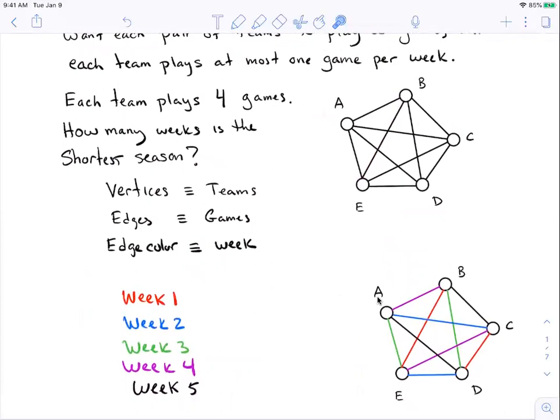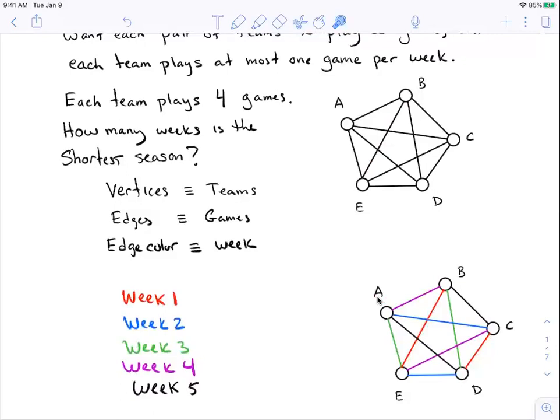But here's my scheme. Well, I have 5 teams. So every week, one of the teams has to sit out, right? You can't pair up 5 things, but you can pair up 4 of them. So say in week 1, where I've colored those edges red, team A is sitting out. It has a bye week. And in week 1, team B is going to play E, and C is going to play D. All right. And then I have a second week, blue. You can see A plays C, E plays D, B sits out, and so on.